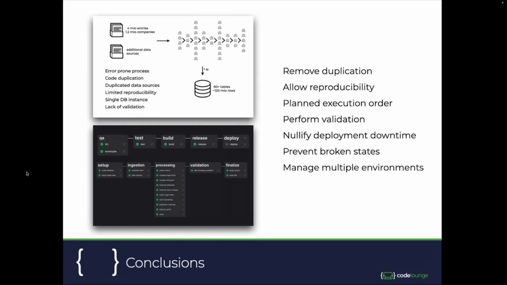So to conclude, we've seen how using this uncommon approach, we managed to go from a very loosely engineered data processing pipeline to a fully automatized one. The issues we managed to solve are: we removed duplication, we allowed reproducibility, we managed to guarantee the correct execution order of the various tasks, we perform a better validation, we nullified deployment downtime, we prevented broken states, and we can easily manage multiple environments.